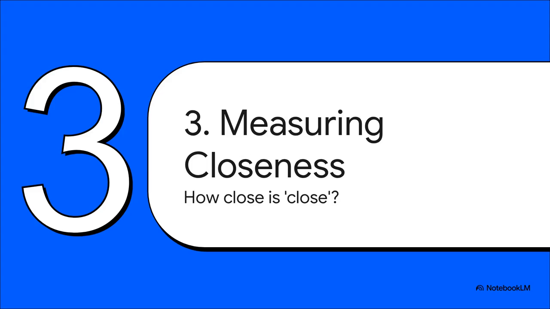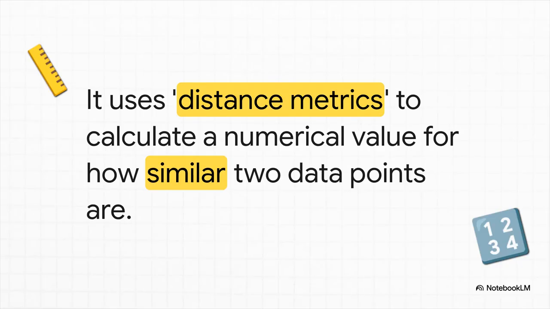All right, section 3, measuring closeness. So we've been saying close and nearest a lot, but how does a computer actually measure closeness? It doesn't have eyes. How does it know what's near and what's far? Well, it all comes down to math, specifically something called distance metrics. These are just formulas, that's all. They take 2 data points and spit out a single number that says how similar or different they are.